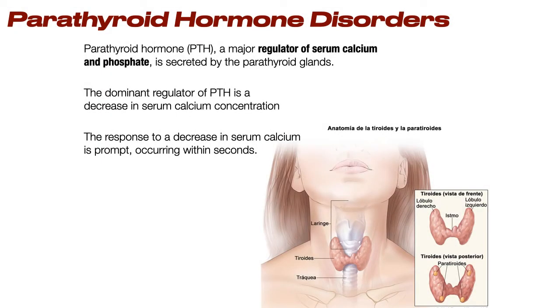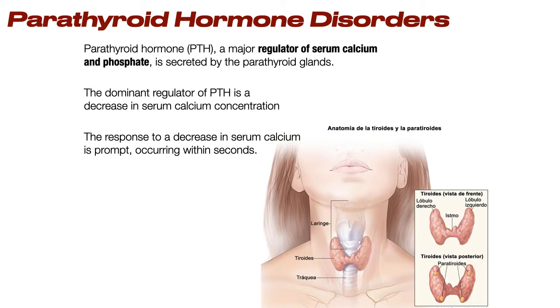All right, so let's go with the parathyroid glands and the parathyroid hormone disorders. You know that parathyroid hormone is a major regulator of calcium and phosphate. This hormone is secreted by the parathyroid glands and is not in the general endocrine map because the regulator of the release of PTH is a decrease in serum calcium concentration.